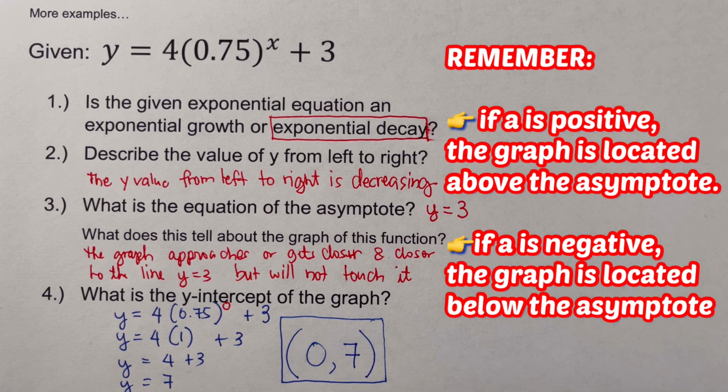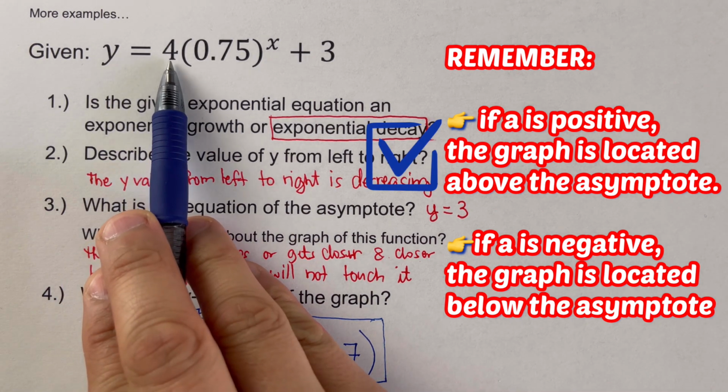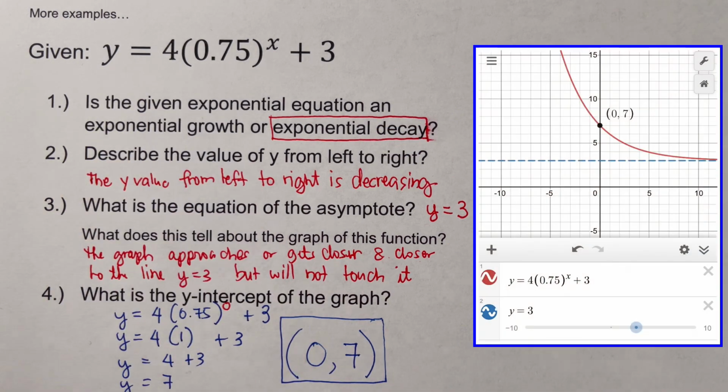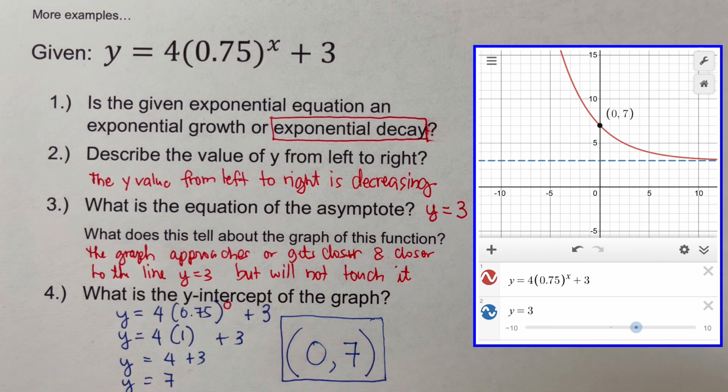Now, we also remember that if A is positive, the graph is above the asymptote. And if A is negative, the graph is below the asymptote. Since our A here is positive, we can say that the graph is above the asymptote. And you can see that on the side, the graph is above the line y equals 3, which is the asymptote. Did you get the same answer as this?